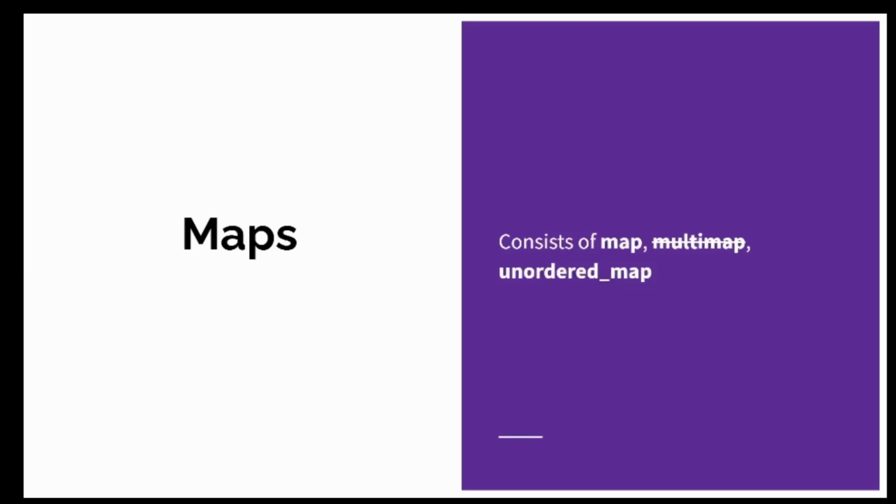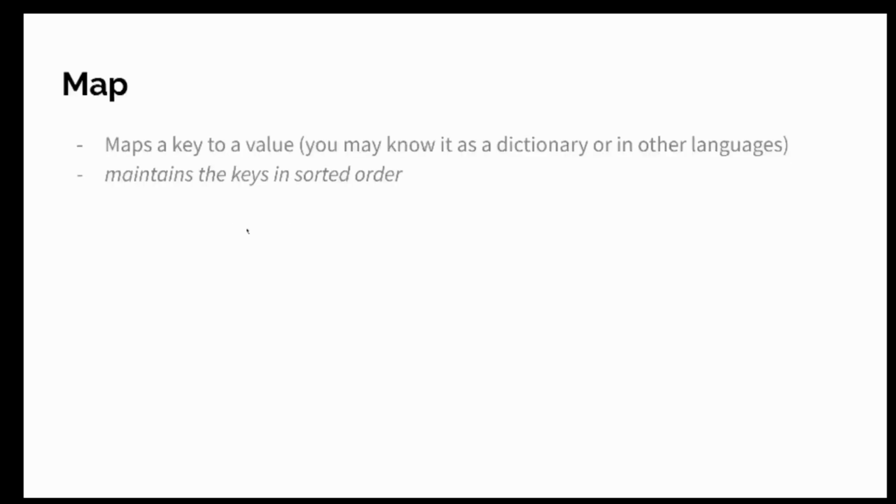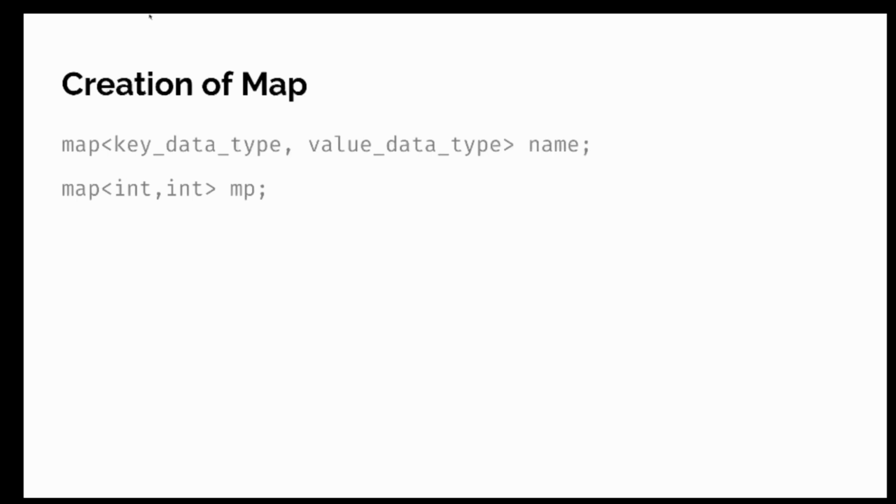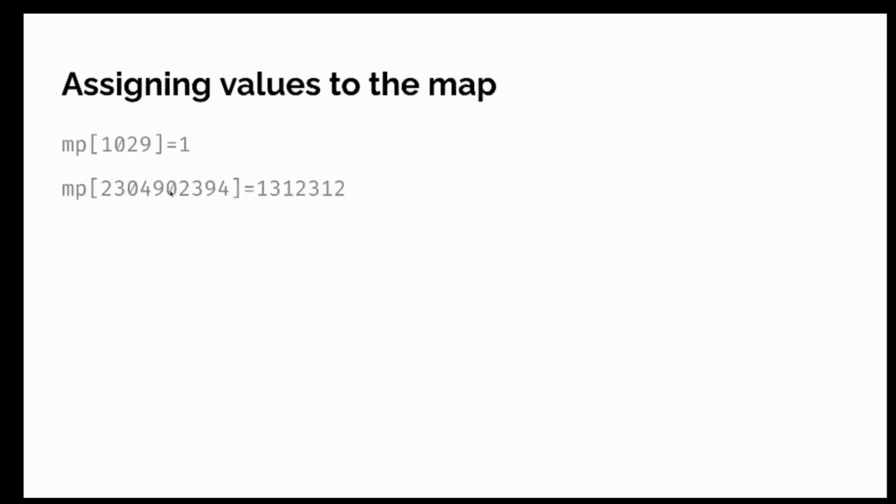Okay, maps. So there's map and unordered map. We don't really bother about multi-map. How maps work is there's a key to a value. In Python, it will be known as a dictionary, and it maintains the keys in a sorted order, similar to a set. And this is how it works. So you have how to initialize it. It works like a pair. You have the data type of the key and the data type of the value of the key. So it would look like this if it was just 2 integers.